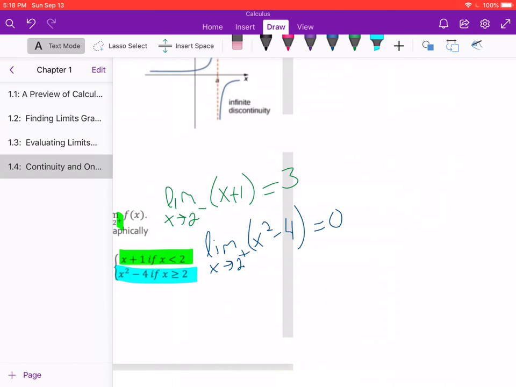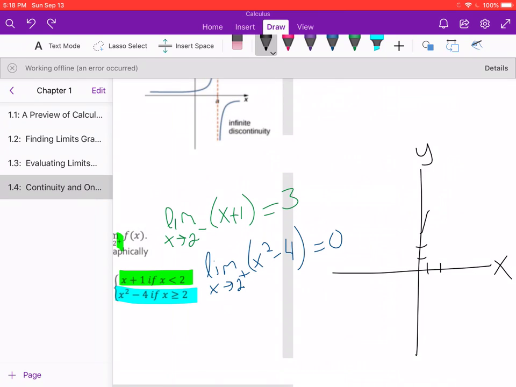So let's try graphing it. I'm going to draw a really rough sketch of a graph. So x plus 1 for x less than 2. So here's 2. Make sure that it's an open circle because we don't have the equal to. I'm just going to make a graph here really quick. All right. So (2, 3) is an open circle.